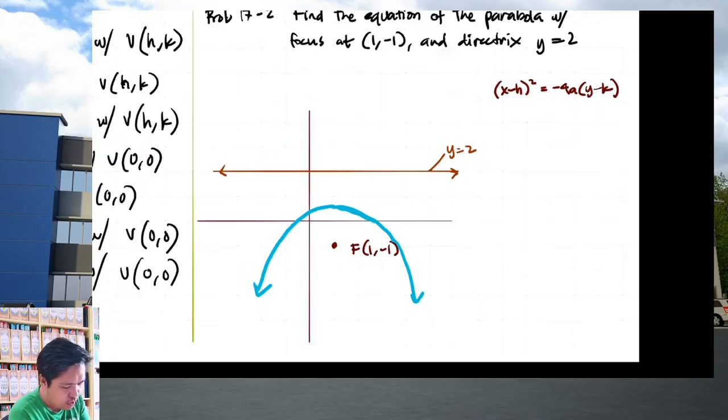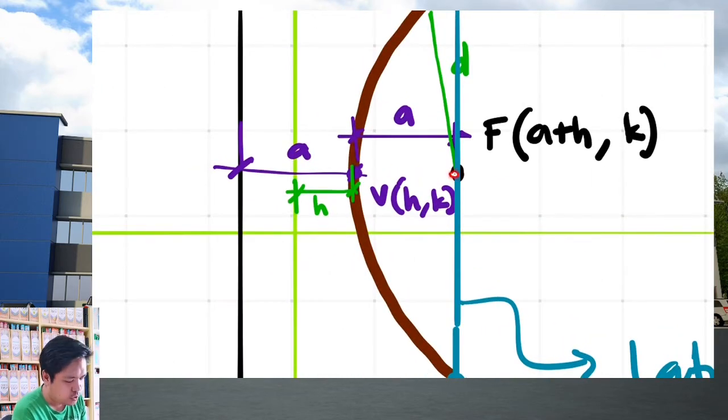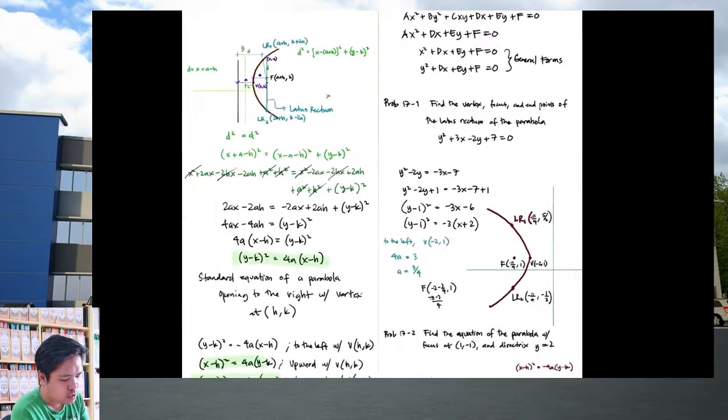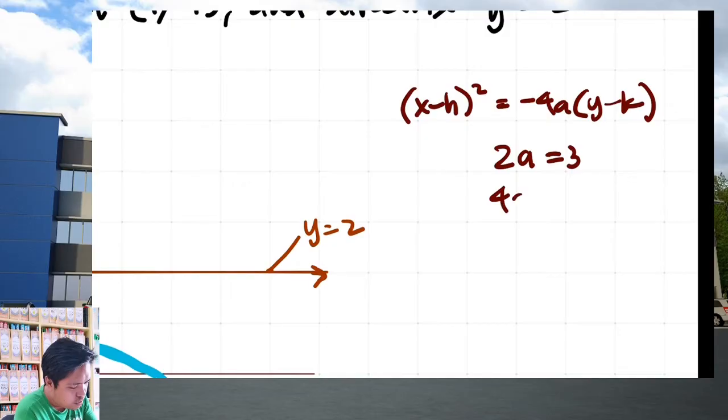Okay? So if that is 3, remember that this distance is a and this distance is also a, right? From our derivations, from focus to the vertex, that's a, and vertex to the directrix is also a. So therefore, this distance, which is 2a, that's equal to 3. So therefore, a is 3 halves. Or 2a is equal to 3. That means 4a is equal to 6. So meaning, ito, we already have a value for this. This should be negative 6.